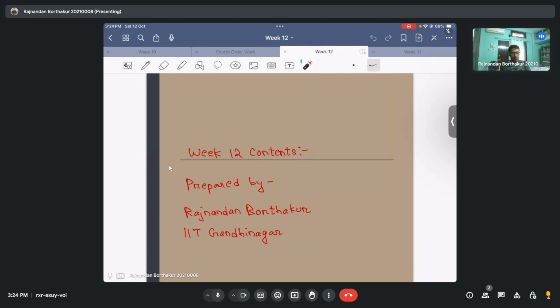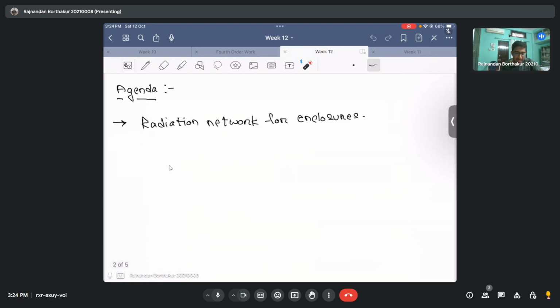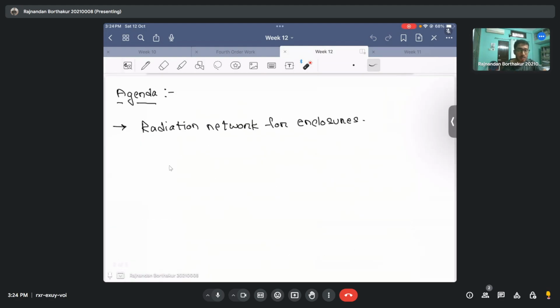I'll stop here for a couple of minutes. Today, we will extend this analysis of radiation using resistance networks to something known as enclosures. So the bottom line is, how do we draw the resistance network if we now have an enclosure?